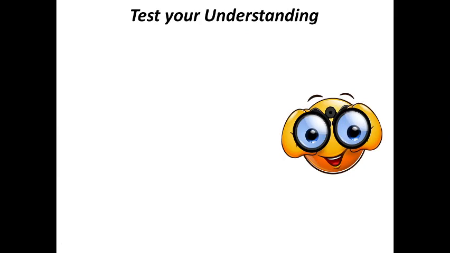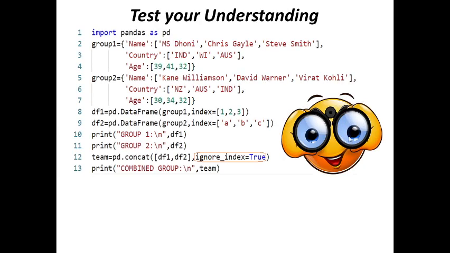Now let's test your understanding. Run the same code but now without ignore_index equals True. Just remove this parameter and check the output. Now you can guess the output easily. We will have a resultant data frame with index values 1, 2, 3, A, B, C. Now you can use any editor and you can check this code segment and observe the output.